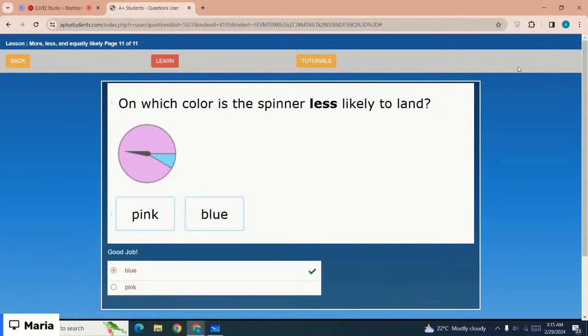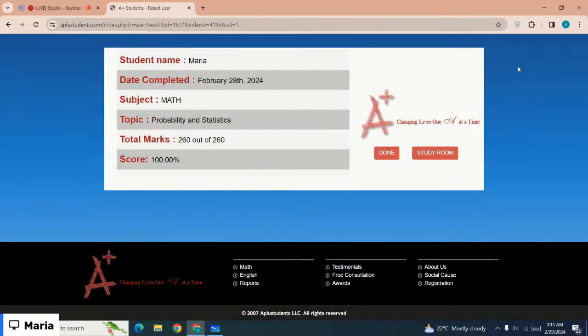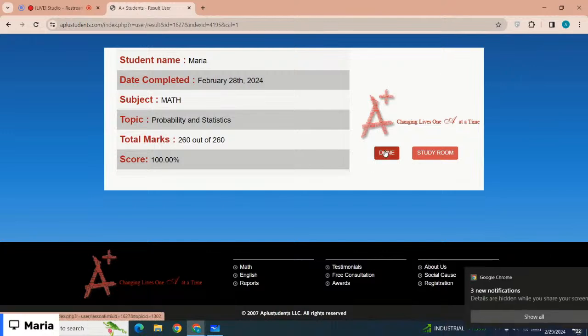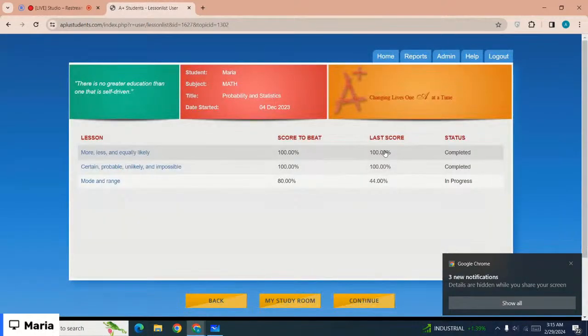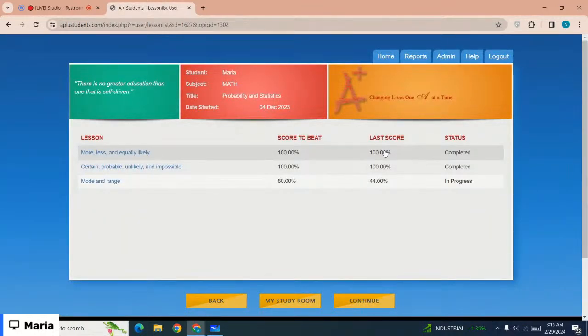Okay, we are done with the lesson. So the important thing is, let me explain once again. The one that has the more portion on the spinner, right? It will be the color on which the spinner is more likely to land, right? And the one that has the small portion on the spinner, that is the one where it is less likely to land. Got it? Let's start with the next lesson. The next lesson is certain, probable, unlikely, and impossible.